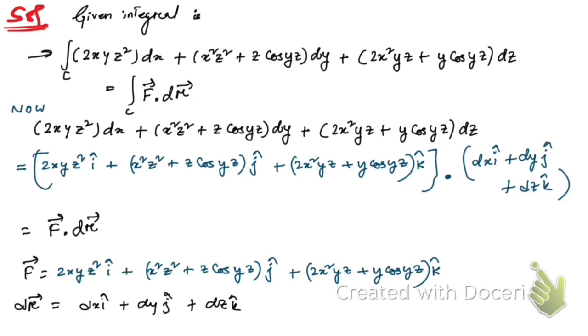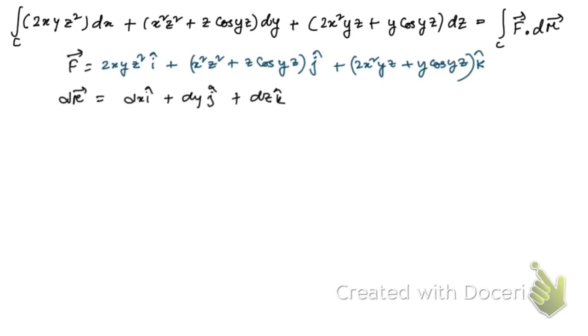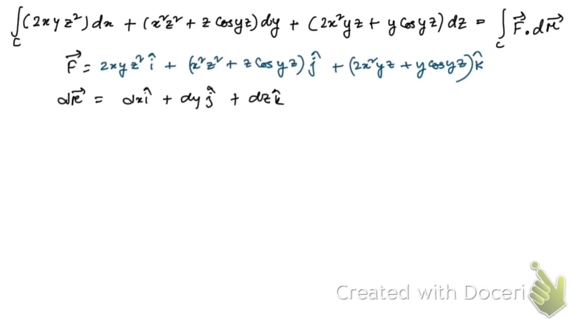Now let me take a new slide. So now let me copy this here. You see, here is the integral, which can be written as the integration of f dot dr, where vector f is nothing but this. Let me write the vector f and dr again here. So these are the two vectors, vector f and dr.